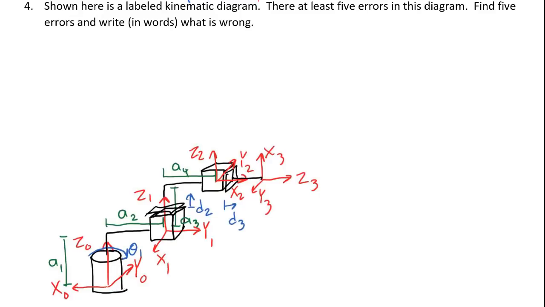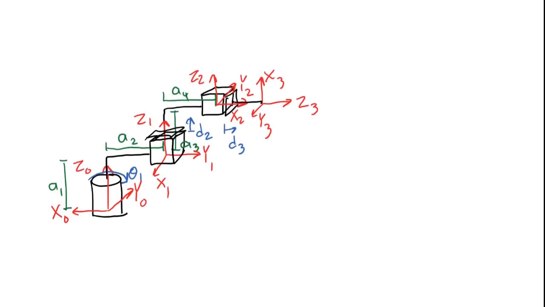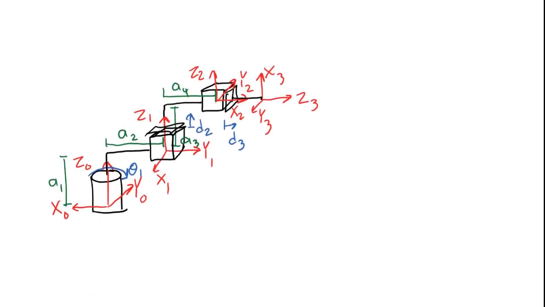All right, moving on to question number 4. Question number 4 says, shown here is a labeled kinematic diagram. There are at least 5 errors in this diagram. Find 5 errors and write in words what is wrong. So there may be more than 5 errors, but we only need to find 5.